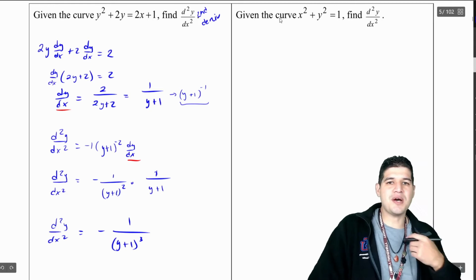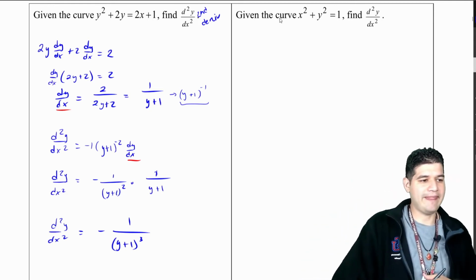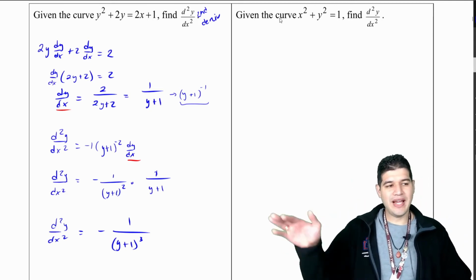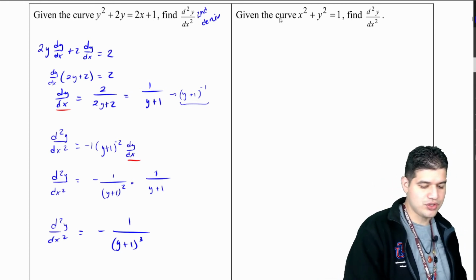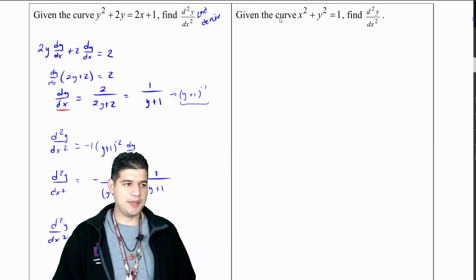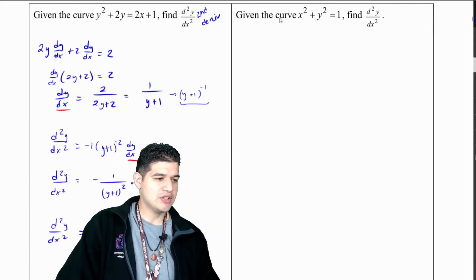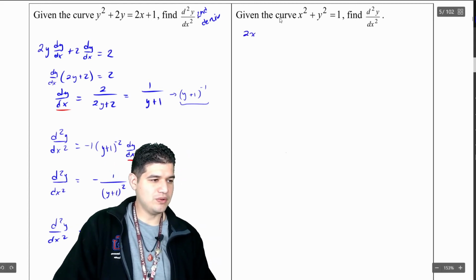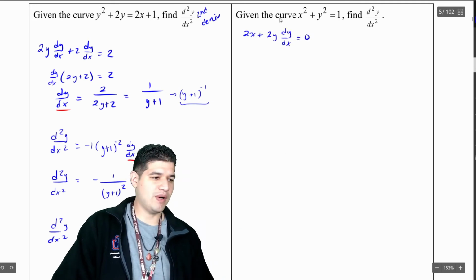So you just end up making that substitution again in the end. Now that we have that very nice answer, we're going to come over here and do it again. Just find that same pattern, finding the second derivative. So let's go ahead and start this. We're going to get 2x plus 2y dy/dx equals 0. All right, solving for dy/dx.